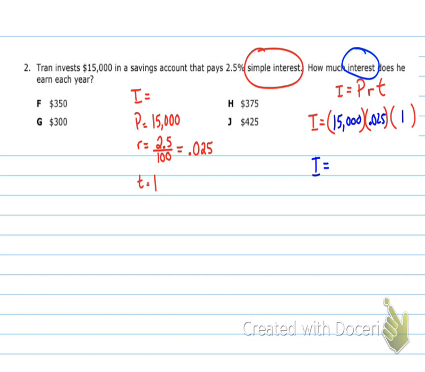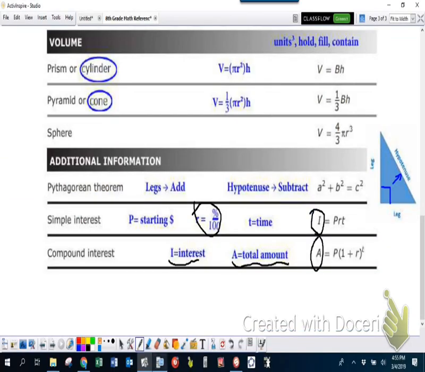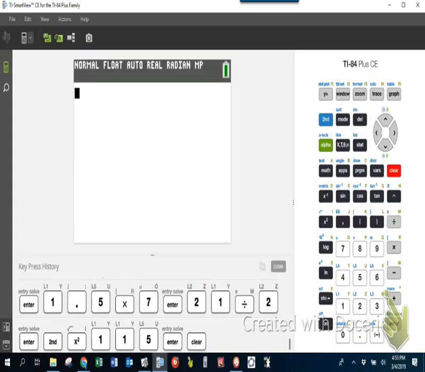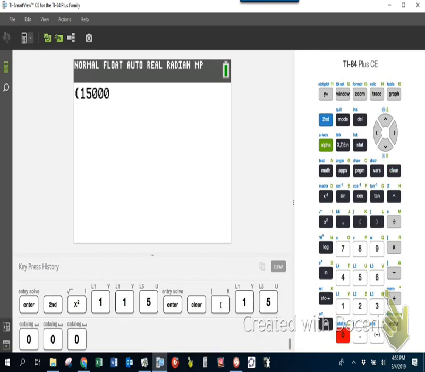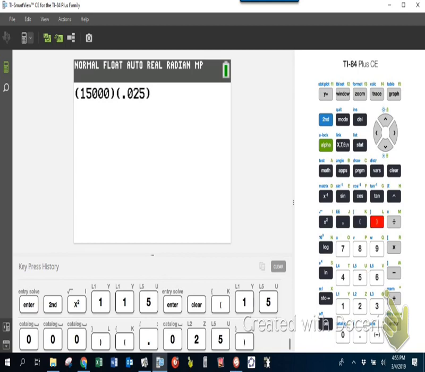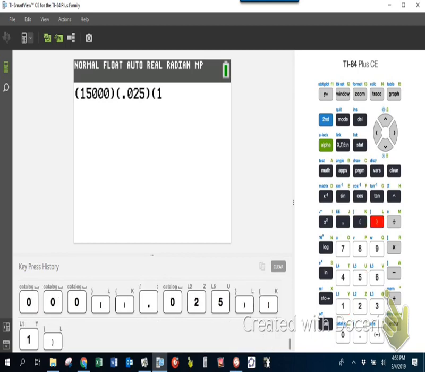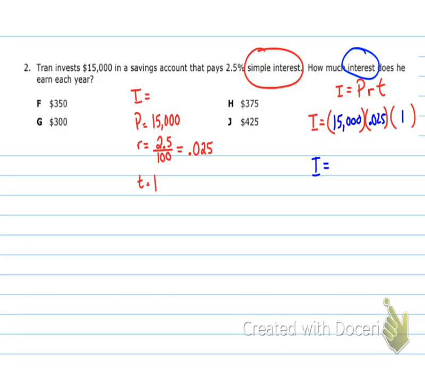So what's 15,000 times 0.025? Let's go ahead and go to our calculator. So what's 15,000 times 0.025? Don't forget the 0.025. And then times T, which is 1. And you end up with this much. So how much interest is this making? It's making $375 each year. And since I asked you for the interest, and I have the interest, my answer is complete.